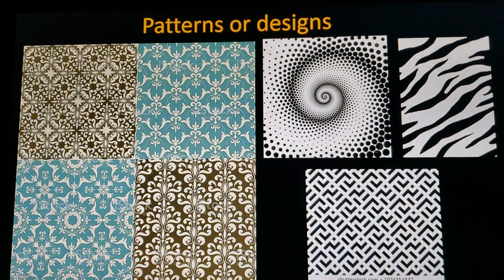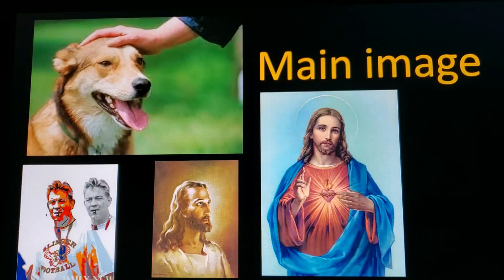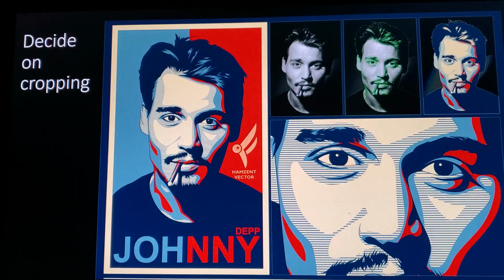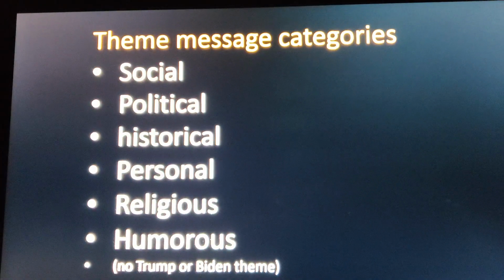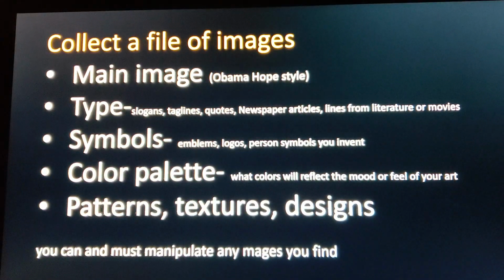So your assignment is going to be to first come up with a theme. What is the theme that is going to be behind your idea? Okay, social, political, historical, personal, religious, humorous. The first part of the assignment is to come up with that theme. Next, you're going to list everything you can think of with that theme that falls into the main image. Different type or wording you're going to use, symbols you're going to include, the colors you're going to use, the patterns and textures. So to start, come up with the idea.